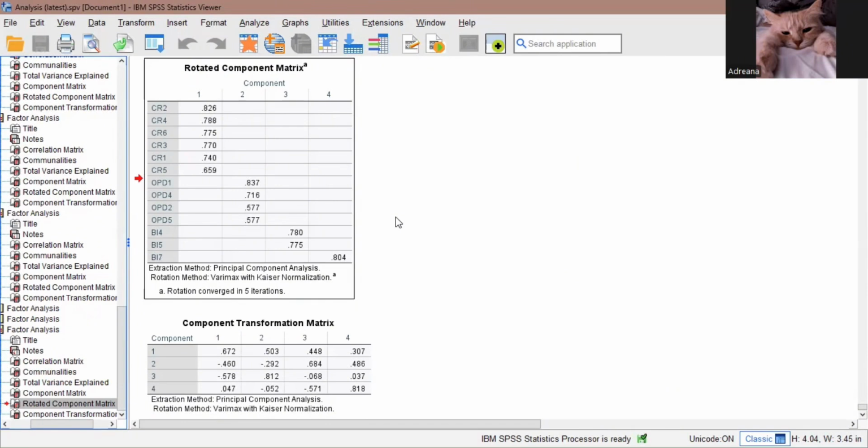And then we have BI4 and BI5 grouped under component 3, and BI7 loaded separately on component 4, suggesting they reflect different aspects of brand image. Most of the items had strong loading values, which is above 0.6, showing a clear relationship with their component and proving the survey items are grouped in a meaningful way. And this confirms that the items within each group are measuring similar ideas and that the survey has good construct validity, which means it effectively captures the key factors that we intended to study for our research.